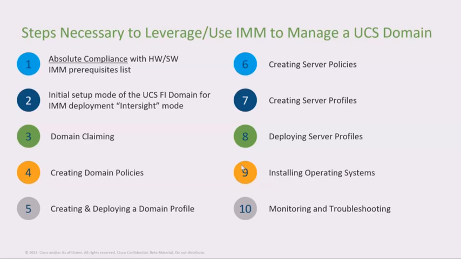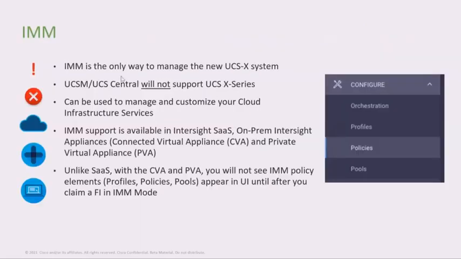So moving forward, more information on the IMM. It is the only way to manage that X series. UCS Manager and UCS Central will not support the X series. So if you have, let's say, a 3.2 UCS managed domain with the 6400s, and you plug this into that UCS managed domain, it's not going to see it. It's going to have no idea what it is.